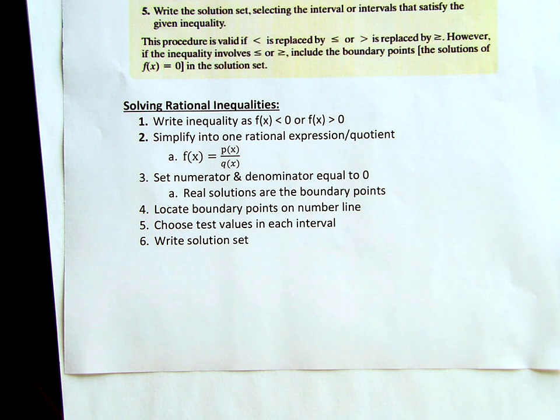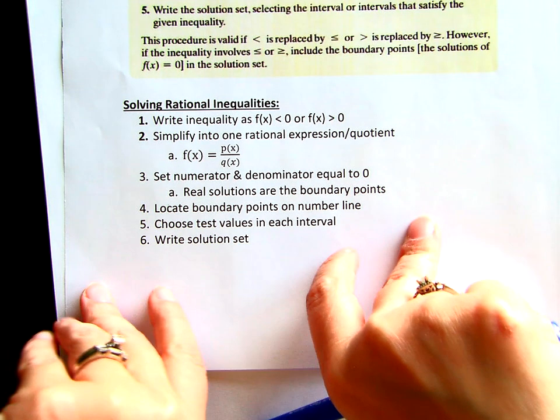And then what we're going to do is set both the top and the bottom equal to 0. And any solution that we get out of those two equations are going to be our boundary points. And so we're going to get all of our boundary points. We stick those all on our line. We choose our test values, and we write our solution set. So not a whole lot different, except that we will typically have two different equations to work with, because when you have a rational expression, generally you have one equation on top, one equation on bottom, and so we'll have to split those and set them equal to 0. So not all that different.